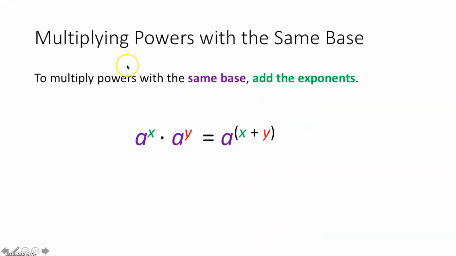Next thing we're going to talk about is multiplying powers with the same base. So to multiply powers with the same base, all you have to do is add the exponents together. So here we have a to the x power times a to the y power. Now all you do when you have two bases that are the same and you're multiplying is you add the two exponents together. So here a to the x times a to the y equals a to the x plus y power.